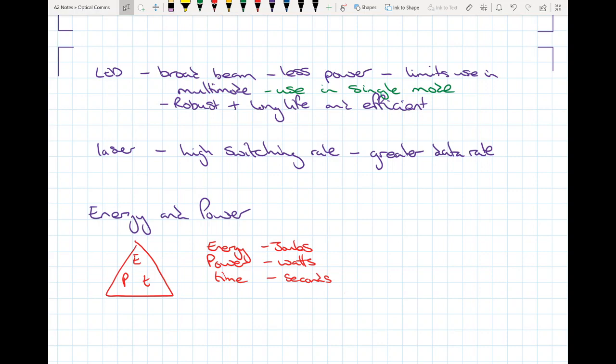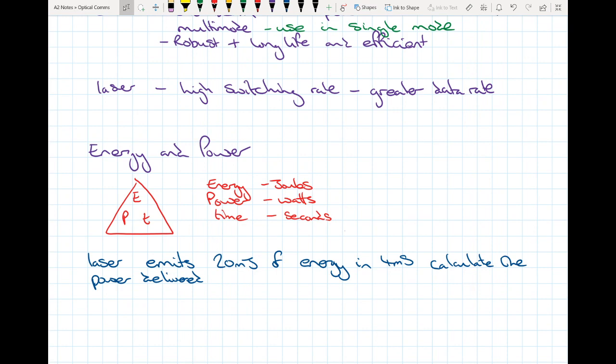So if we look at a couple of calculations now referring to our energy and power: E is energy in joules, power in watts, and time in seconds. If we're looking at the power delivered, power is equal to energy divided by time. So we've got a 20 millijoule laser, and we're going to power it for 4 milliseconds. Therefore we're going to have 5 watts.